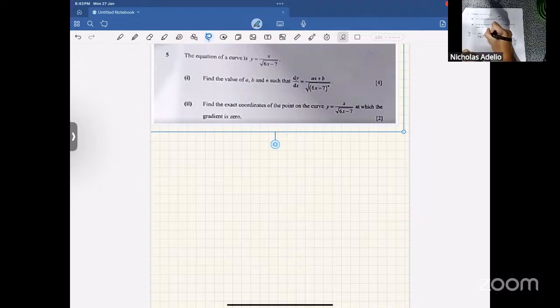Okay. Well, the top part is just u prime v, but u prime is just 1, so it's going to be 6x minus 7 half, minus x times 3 over 6x minus 7 half. There. Then we just do that.